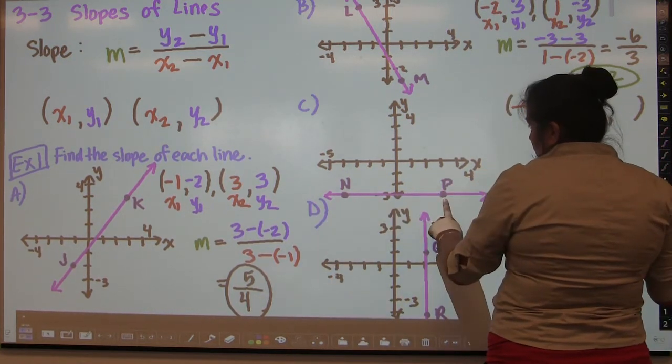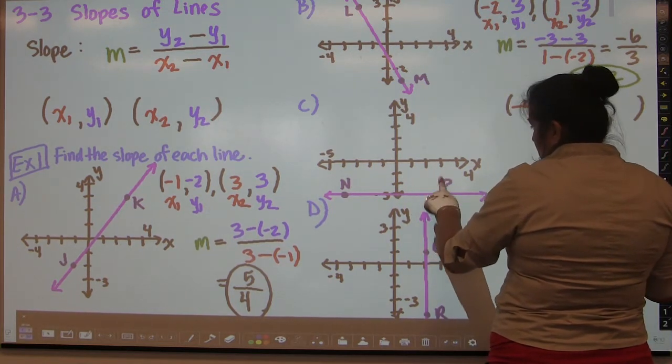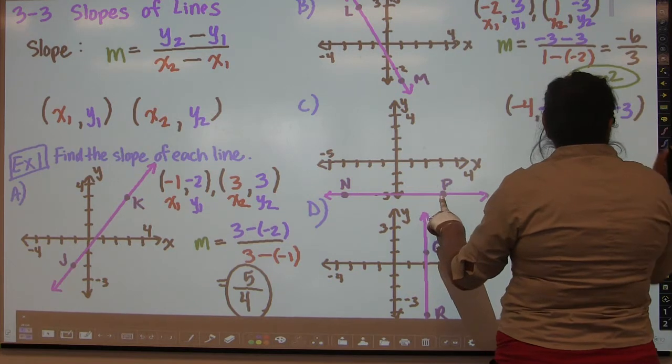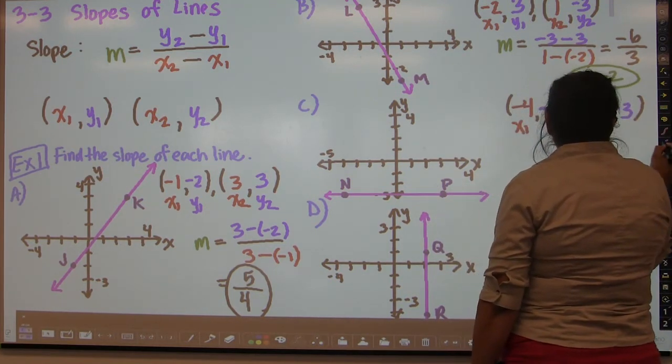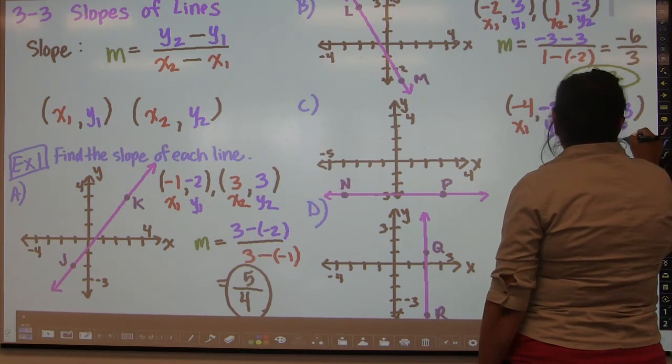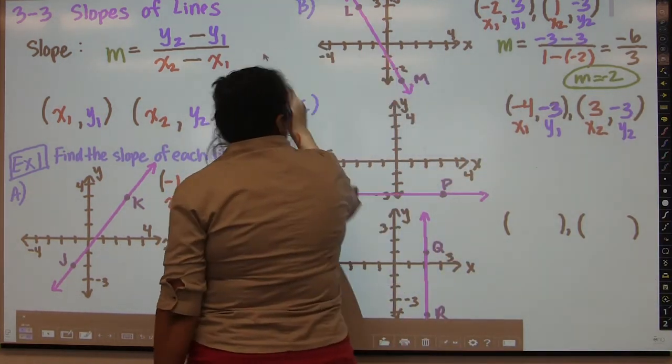And then the x coordinate over here is 3, and the y coordinate is -3. So we're going to label x1, x2, this is y1, y2. And then we're going to get our slope.